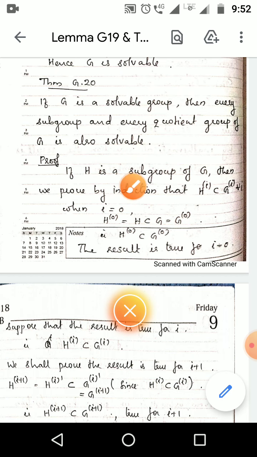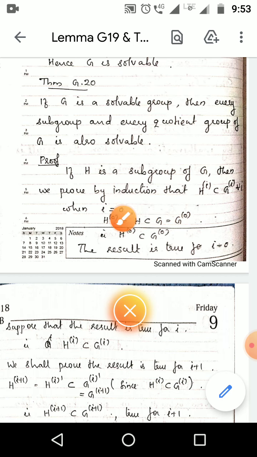Okay, if H is a subgroup of G, we first take a subgroup of G, then we prove H is solvable. First we prove by induction that H^(i), the i-th commutator subgroup of H, is a subset of G^(i) for all i. Corresponding to each i, H^(i) is a subset of G^(i). First we prove that. We are proving this by induction.